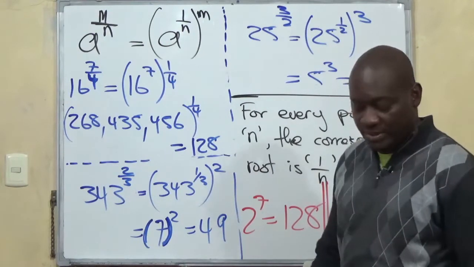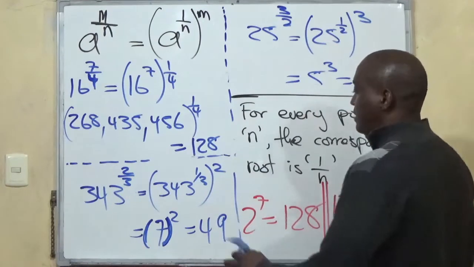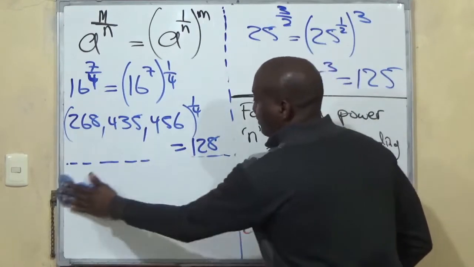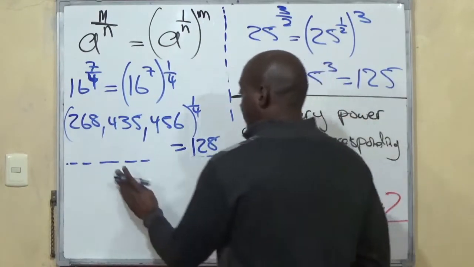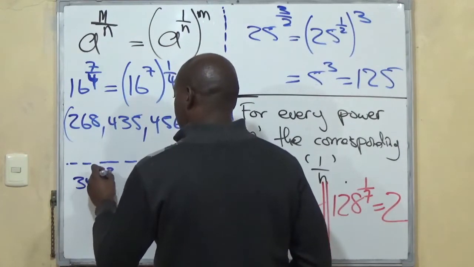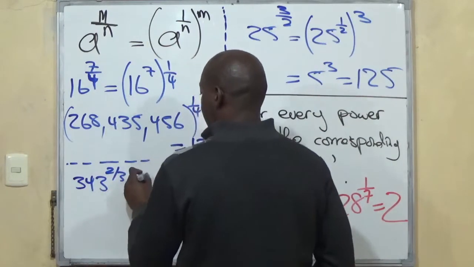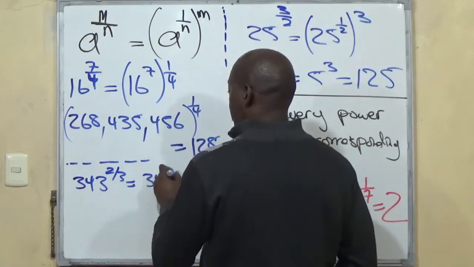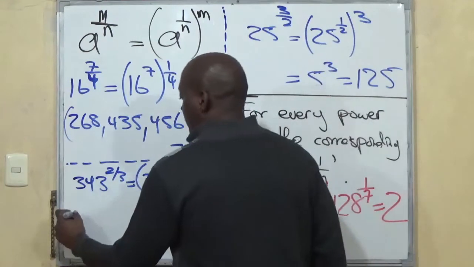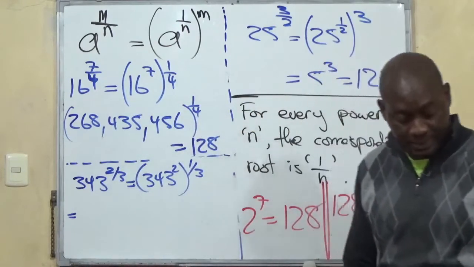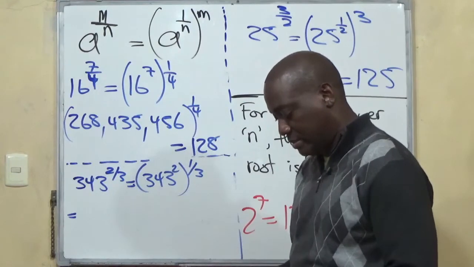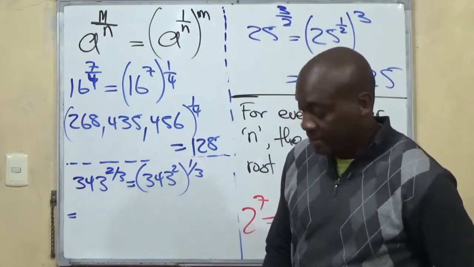What's the alternative? Let me consider the alternative now. So if we have 343 to the power of 2/3, what's the alternative? That's the same thing as 343 squared, all to the power of 1/3. People want to be difficult, well, let it be difficult now. 343 squared is 117,649.